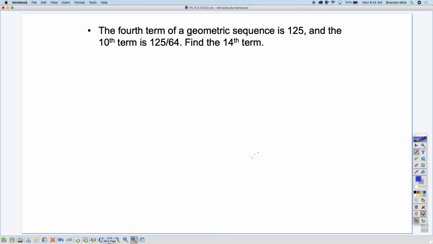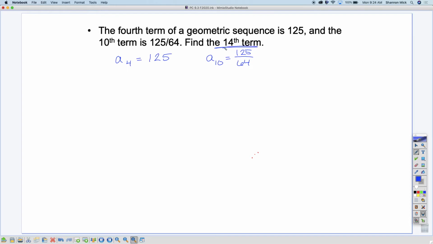Okay, the 4th term of the geometric sequence is 125. And the 10th term is 125 over 64. Find the 14th term. So I've got a sub 4 equals 125, yes? And I've got a sub 10 equals 125 over 64. And when I'm done, I want the 14th term.